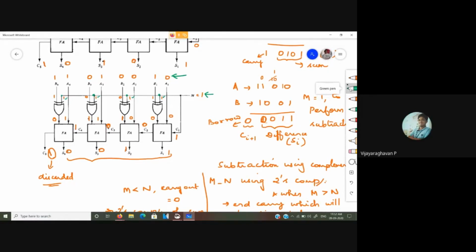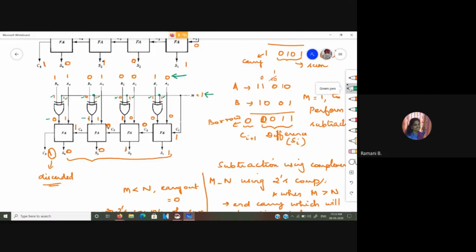Then the second input to the XOR gate is the corresponding B bit. Now the output of the XOR gate follows the normal XOR truth table: if you have dissimilar inputs, your output is 1, and for similar inputs, your output is 0. So here 1 XOR 1 gives me 0.